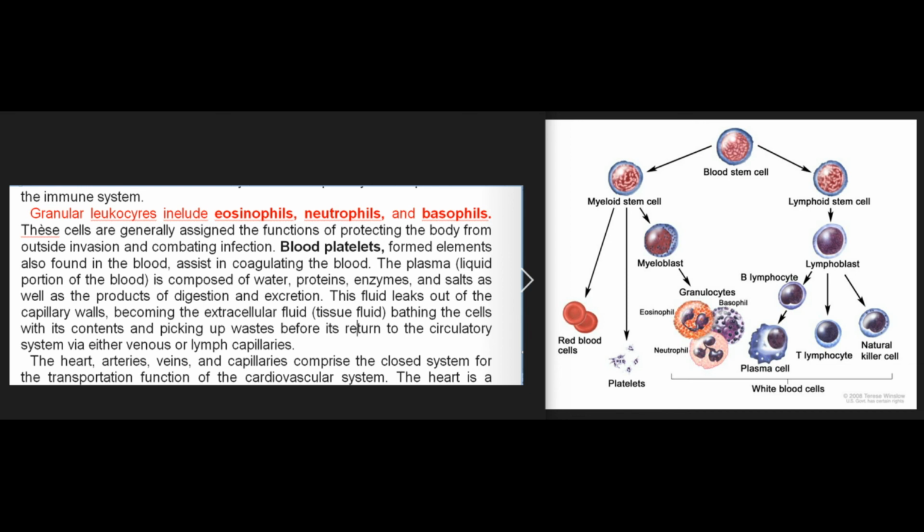The plasma, liquid portion of the blood, is composed of water, proteins, enzymes, and salts as well as the products of digestion and excretion. This fluid leaks out of the capillary walls, becoming the extracellular fluid, tissue fluid, bathing the cells with its contents and picking up wastes before its return to the circulatory system via either venous or lymph capillaries. The heart, arteries, veins, and capillaries comprise the closed system for the transportation function of the cardiovascular system.